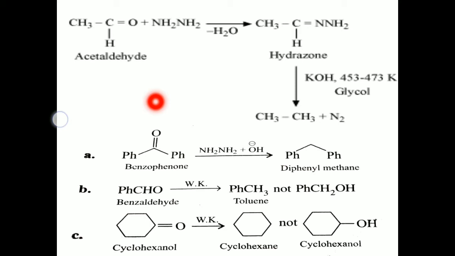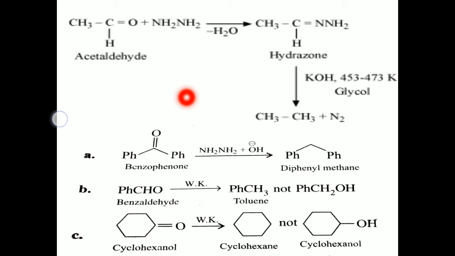Here one thing we have to observe: in this particular reduction there is no formation of alcohol. The carbonyl group is converted directly into the alkane or methylene group. Not any alcohol. So it is complete reduction of aldehydes and ketones.